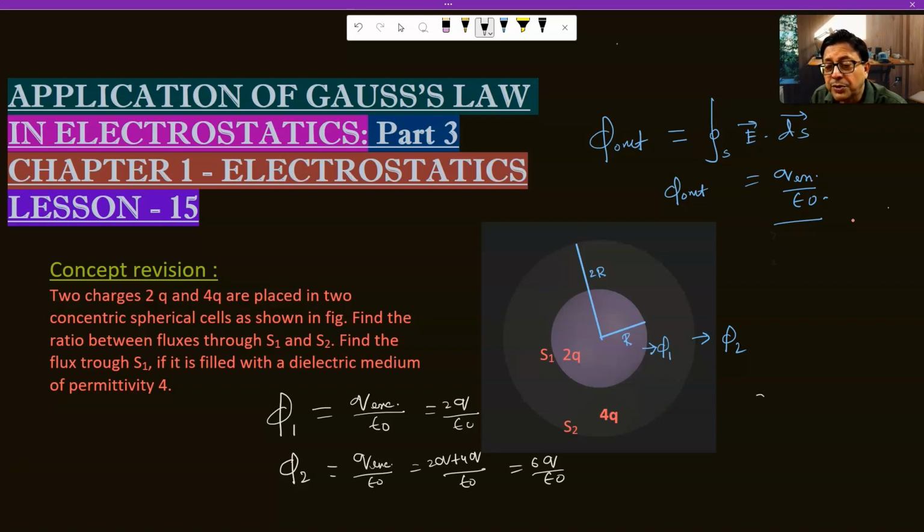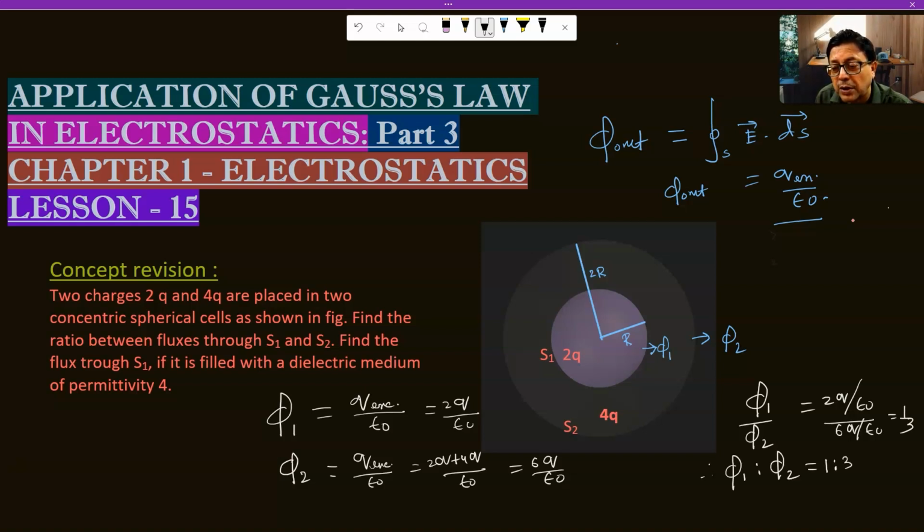So what is the ratio? The required ratio phi 1 by phi 2 is 2Q by E0 divided by 6Q by E0, that is 1/3. So phi 1 is to phi 2 equals 1 is to 3. Isn't it? So we got the ratio between the two fluxes.